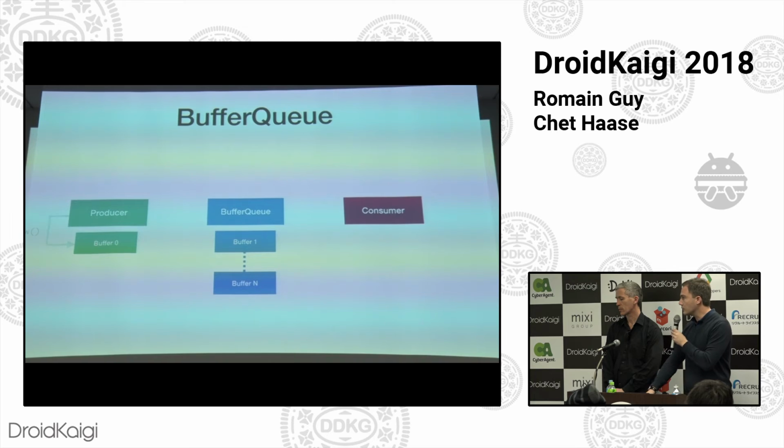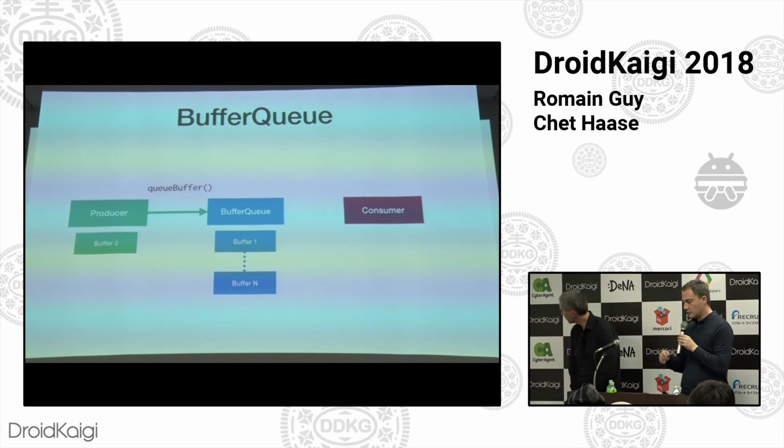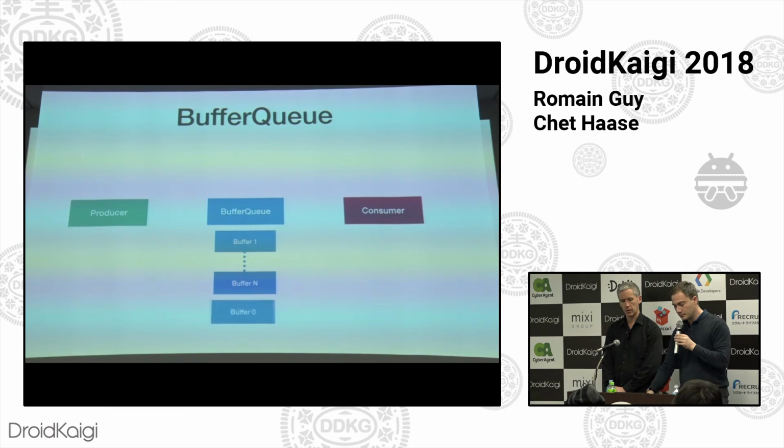We're going to modify this buffer. It's cut off on the left side, sorry. It just draws inside the buffer. And when we're done, we queue the buffer. So we send it back to the buffer queue at the end of the queue.